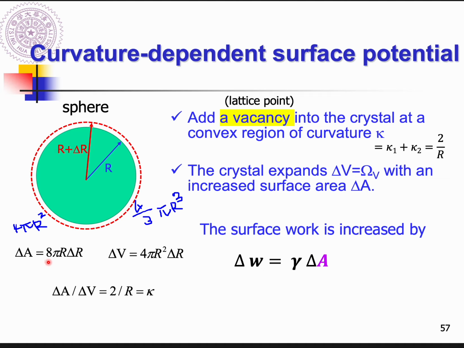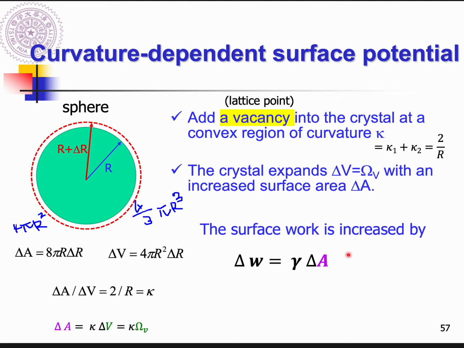So when we try to use delta A divided by delta V, what we have is we delete this term pi r and this 2, so you got a 2 divided by r. 2 divided by r is, in this case, equal to kappa. So we know delta A equals kappa times delta V. Delta V here is the expansion of this crystal after adding the vacancy, right? So it's the volume of the vacancy, omega V. So delta A can be expressed as kappa omega V.